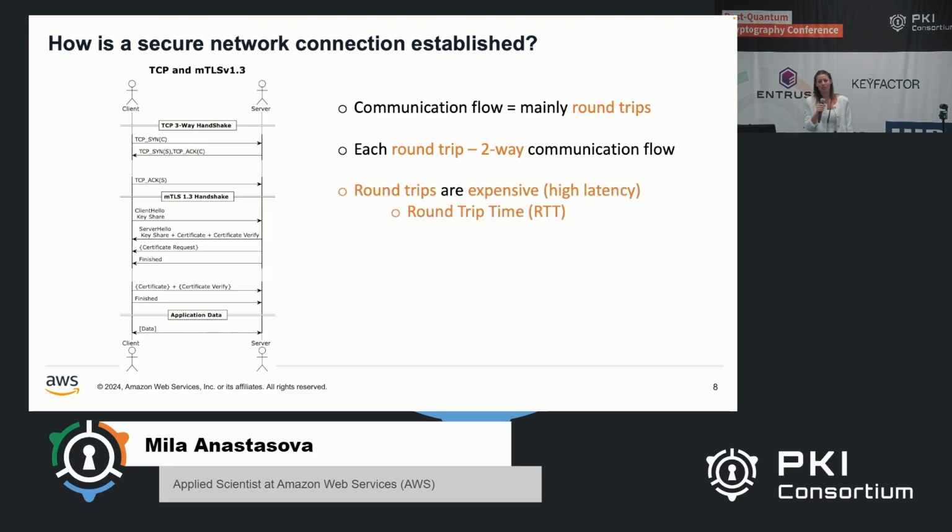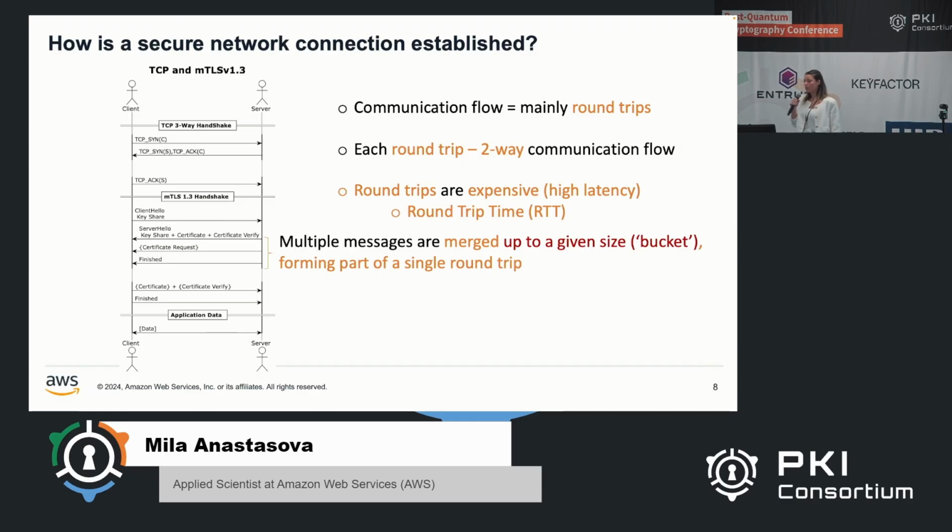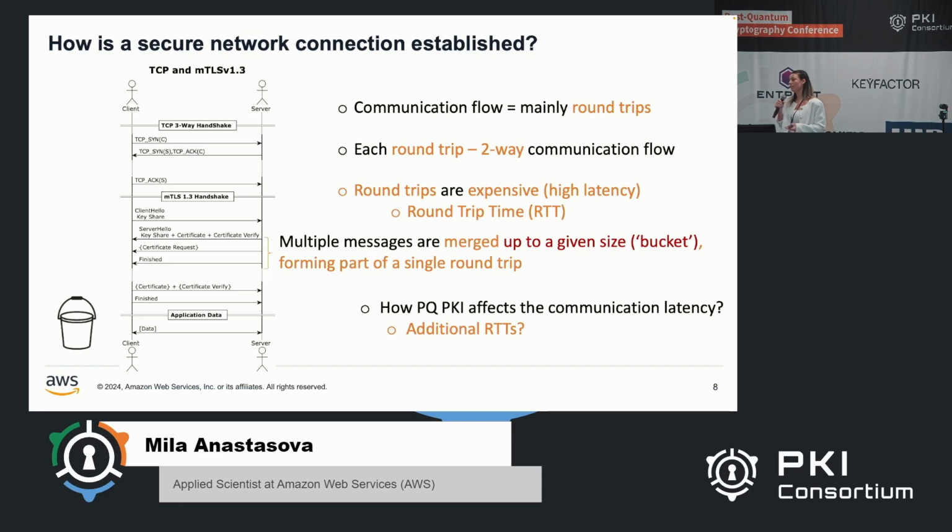It is important to say that round trips are expensive. They feature high latency, which is also referred to as round trip time, or RTT. In order to reduce the number of round trips, multiple messages are merged together up to a given size and form part of a single round trip. In order to visualize how data messages are being transferred, we're going to make the analogy with a bucket of a given size, where messages are placed and are sent all together in a single round trip. Later on, we're going to redefine the term bucket with its corresponding technical term.